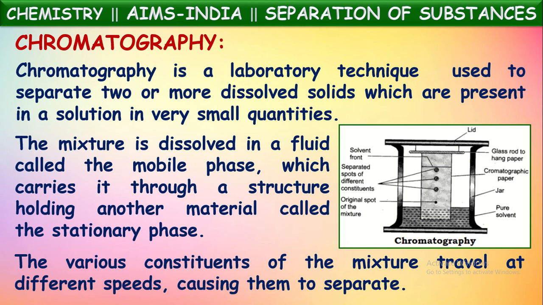So the various constituents of the mixture travel at different speeds, causing them to separate. Suppose we want to separate the different color particles present in an ink drop. They will take that ink drop on a filter paper. So that drop is kept on this filter paper like this.